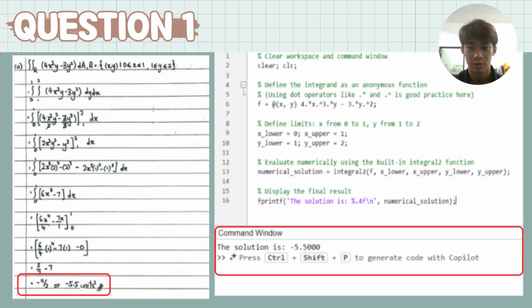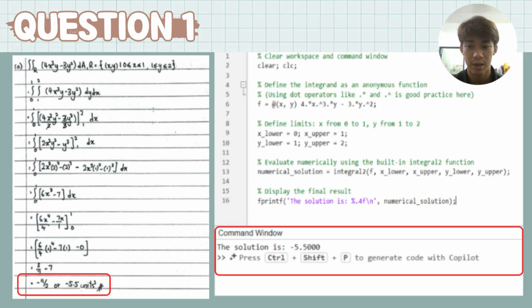Good day everyone. Today I am presenting a double integration problem solved by hand and verified with a MATLAB script. Our goal is to evaluate the integral of the function 4 power of 3y minus 3y squared over a rectangular region where x goes from 0 to 1, y goes from 1 to 2.